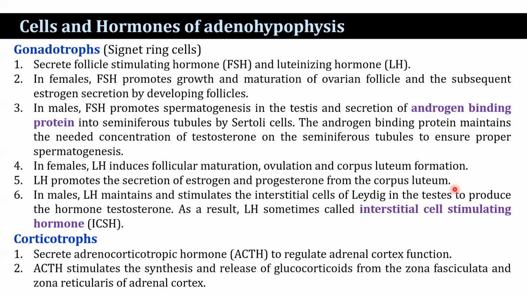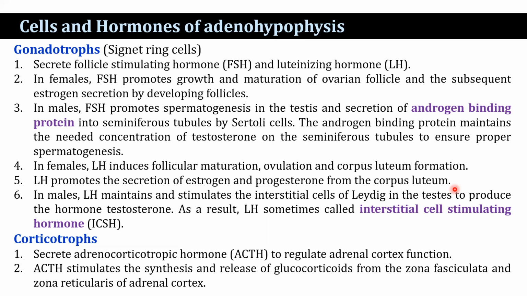Next category, gonadotropes. They are also known as signet ring cells. They secrete follicle stimulating hormone and luteinizing hormone. In females, follicle stimulating hormone promotes growth and maturation of ovarian follicles and the subsequent estrogen secretion by the developing follicle. In males, follicle stimulating hormone promotes spermatogenesis in the testes and secretion of androgen binding protein, ABP, into the seminiferous tubules by Sertoli cells. The androgen binding protein maintains the needed concentration of testosterone in the seminiferous tubules to ensure proper spermatogenesis.